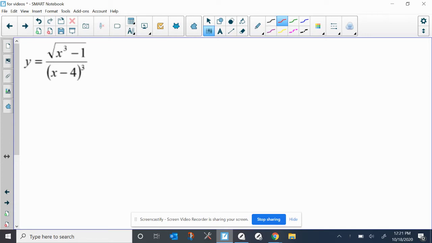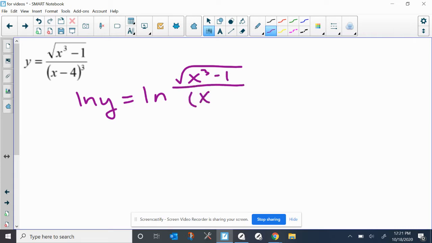When I look at this, I wish that there was a natural log. Because I'm a mathematician, you're a mathematician. If you want there to be a natural log there, then put one there, as long as you do it to both sides. So I'm going to say the natural log of y equals the natural log of the square root of (x cubed minus 1) over (x minus 4) cubed.